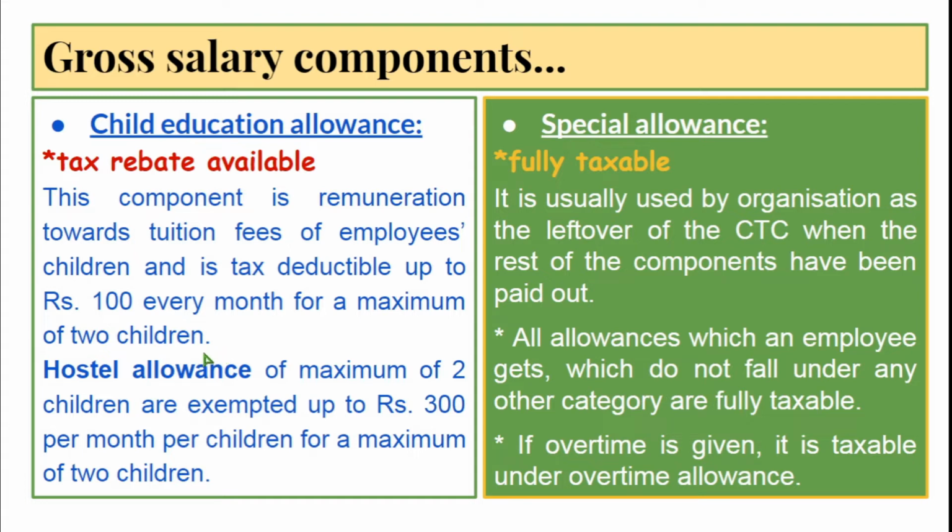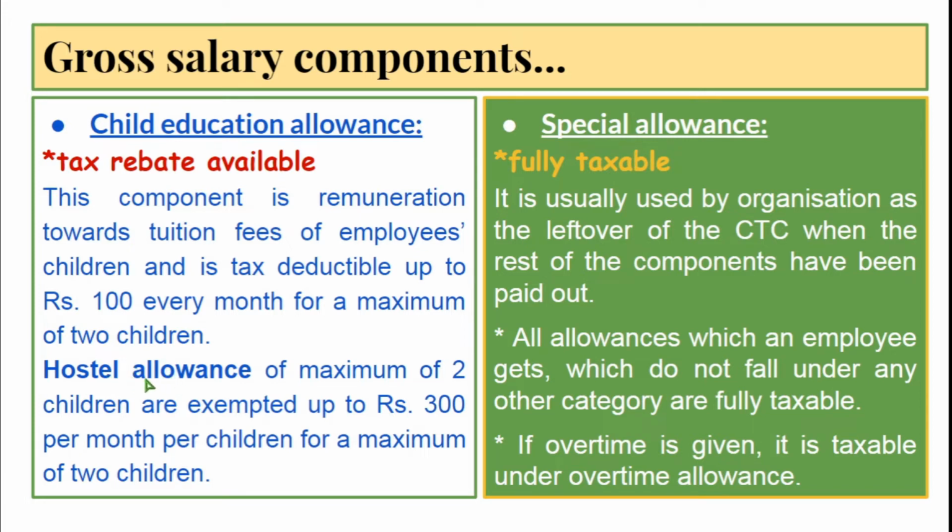Got the idea? 100 rupees per child, that is 1,200 rupees in a year. 2,400 rupees for 2 children, and the rebate for a maximum of 2 children is provided by the government. Along with this, you can claim deductions of fees paid for your children's education under Section 80C.